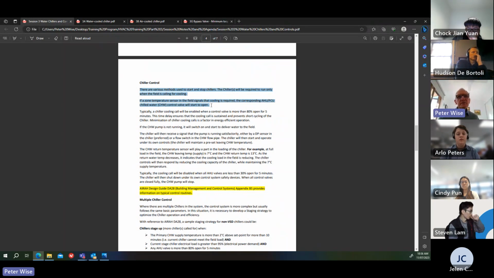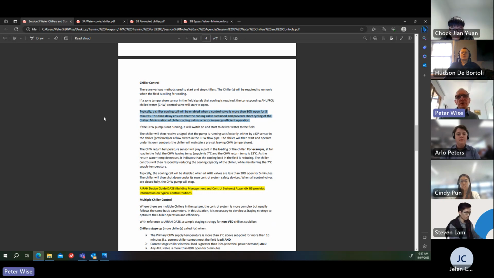If a zone temperature sensor in the field signals that cooling is required, the corresponding air handling unit or fan coil unit chill water valve will start to open. Now, again, there are various ways you can do this, but I've taken this information from ARCOM Design Guide DA28, which is Building Management Control Systems. It gives you various typical scenarios for control, for everything. So it's worth having a look at.